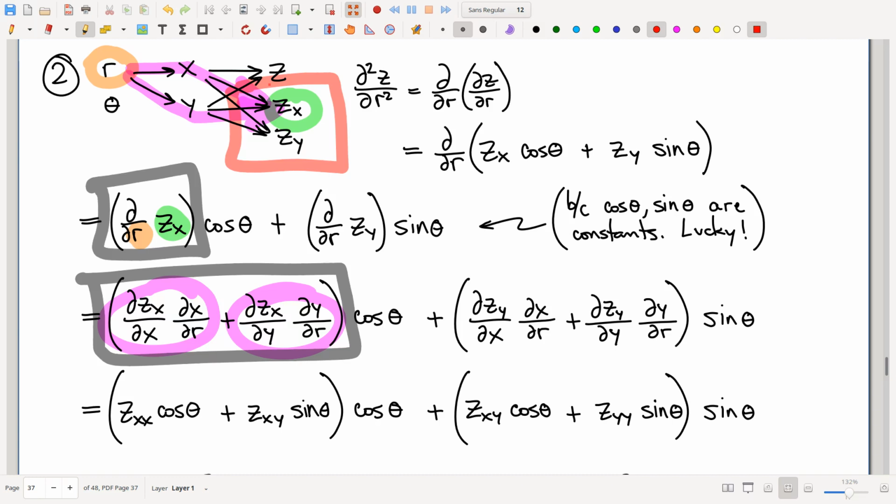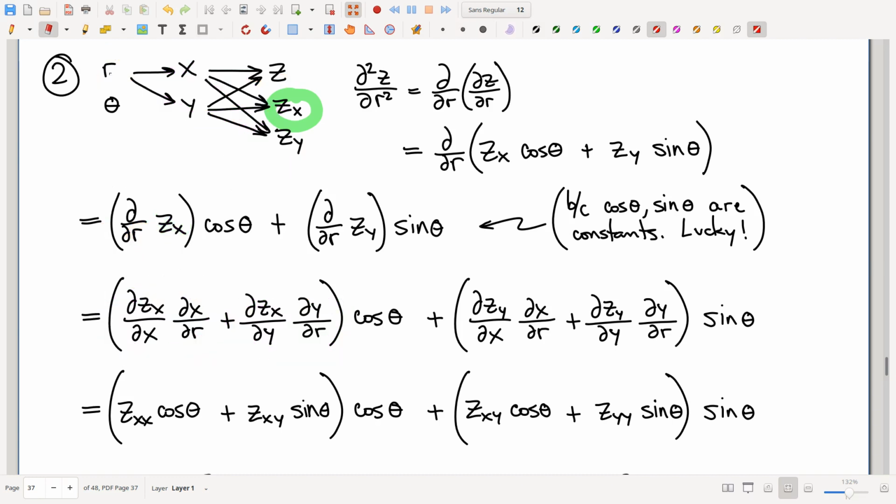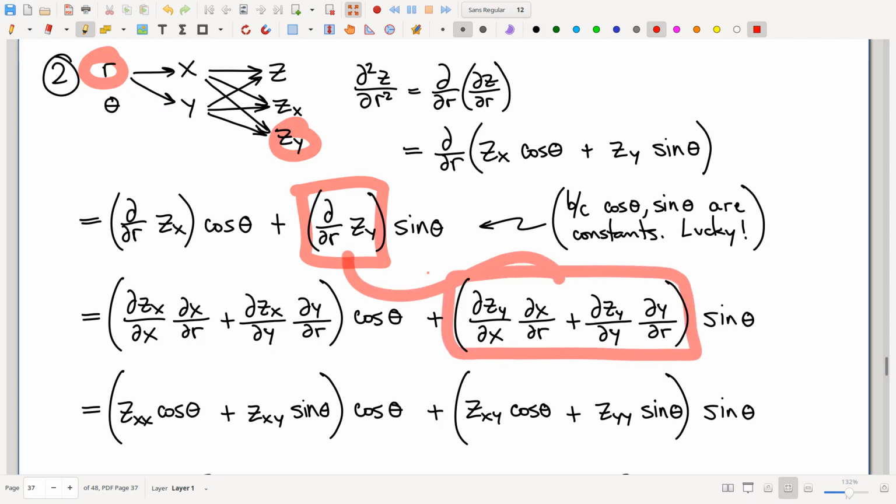Now, a very analogous argument can be made concerning this partial derivative, partial of zy with respect to r. Well, again, there's zy, there's r. There are two intermediate variables, x and y. So you get two terms in your partial derivative from the chain rule, and there are those two terms.